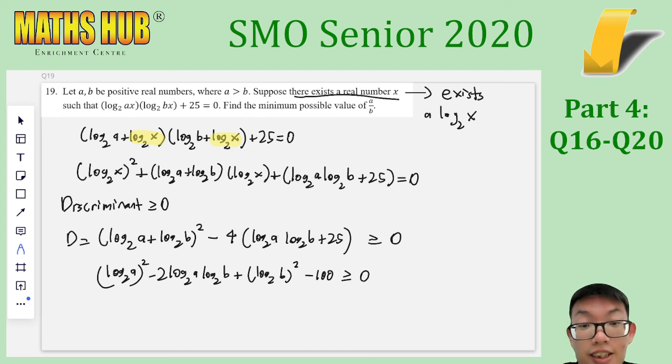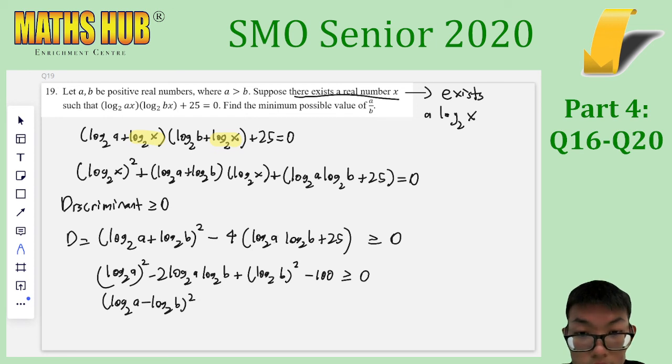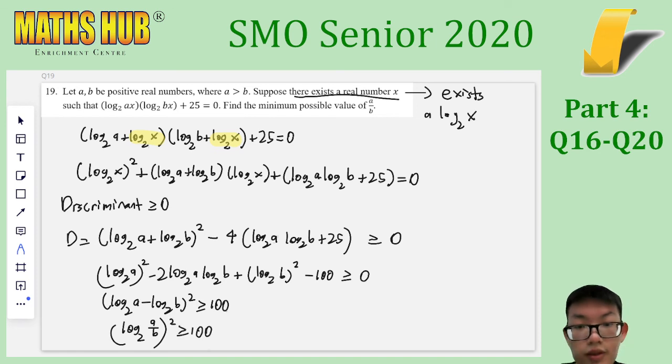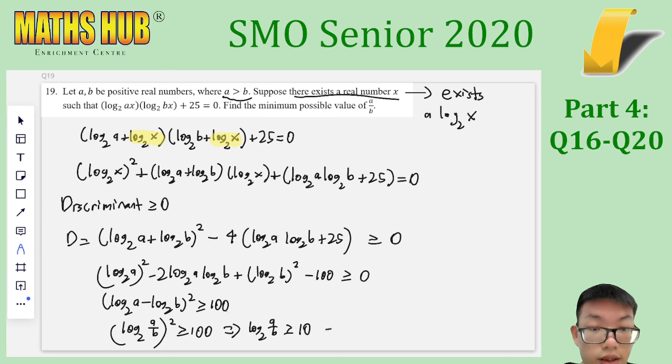And it's pretty clear that this would become the difference of logarithms, which is none other than log base 2 of a over b. Since a is greater than b, it means that log base 2 of a over b should be positive. Therefore, log base 2 of a over b is greater than or equal to 10. So a over b has minimum value 2 to the power of 10, which is 1024.